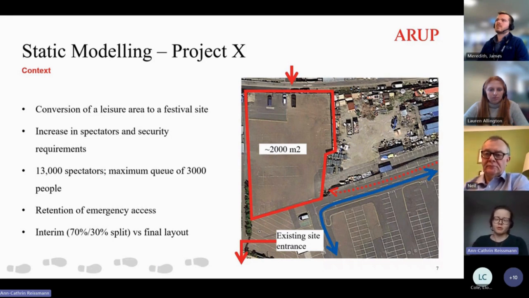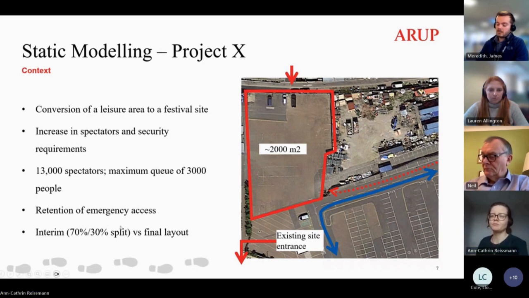Well, so that is pretty straightforward. There are a couple of requirements within that. So we needed to keep the emergency access free, which is that blue arrow, and also consider an interim and a final layout, where in the interim layout, people arrive both from the north and partially from the east, sorry, 30%. And then the final layout, everybody arrives from the north, then traveling through what will be the queuing area to the existing site entrance, which goes around a 90-degree bend.